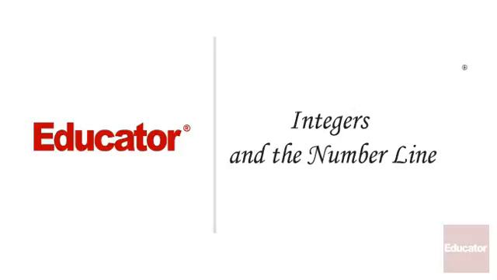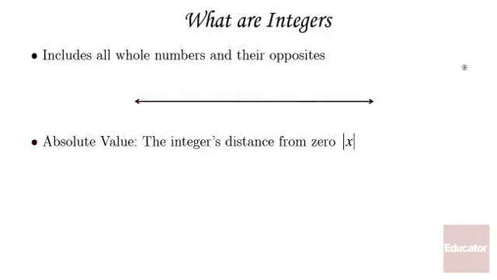We're going to talk about integers and the number line. So what are integers? Integers are all positive and negative whole numbers. Now, whole numbers are all numbers that are whole. So no decimals, no fractions. Numbers like 4, 5, 10, 20, 100, right? 0. Those are all whole numbers.